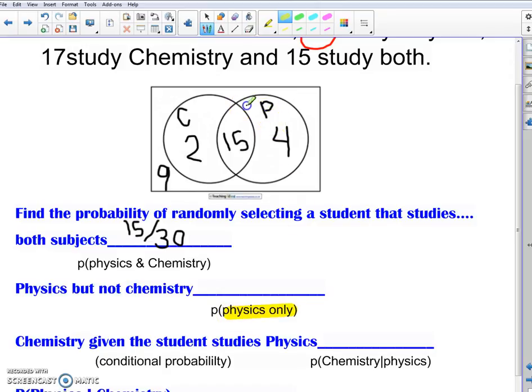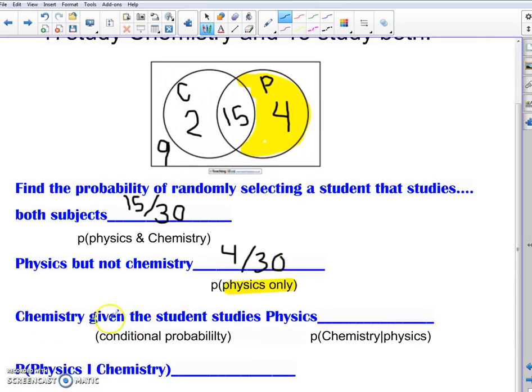This circle, the entire circle represents physics, but that 15 that's in the center represents physics and chemistry. I just want the students that study only physics, so in that case I'm only going to keep those 4. So that one's going to be 4 out of 30, which is my total, and again that reduces to 2 out of 15.